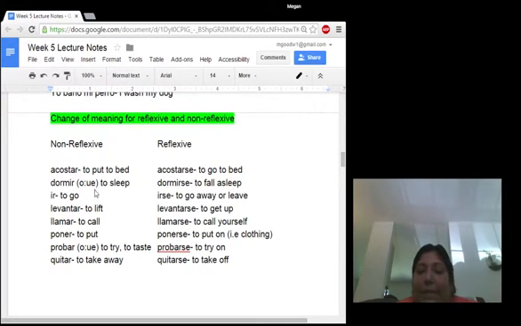Dormir just means to sleep. Ir is to go. Levantar is to lift. Llamar is to call. Poner to put. Probar to taste. And quitar to take away. Please take a look at those same verbs with the reflexive pronoun and how they change meaning.